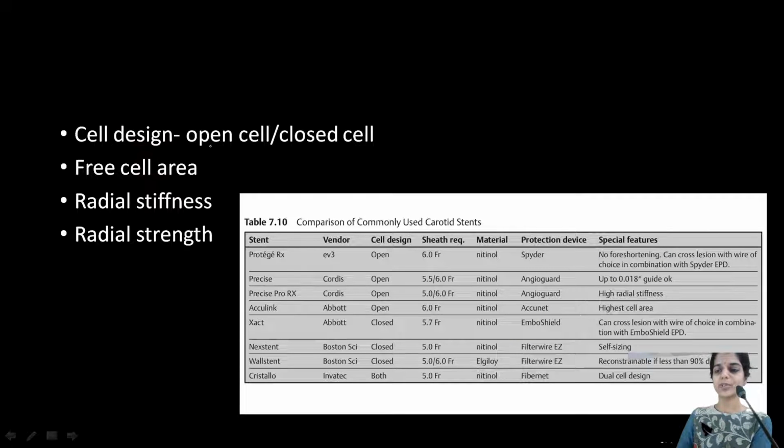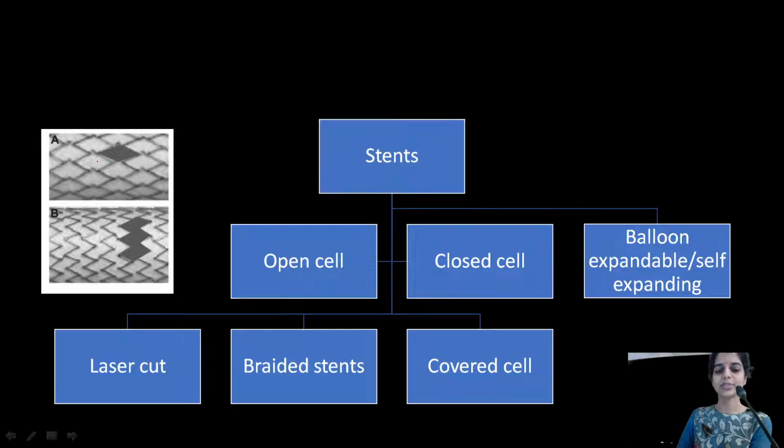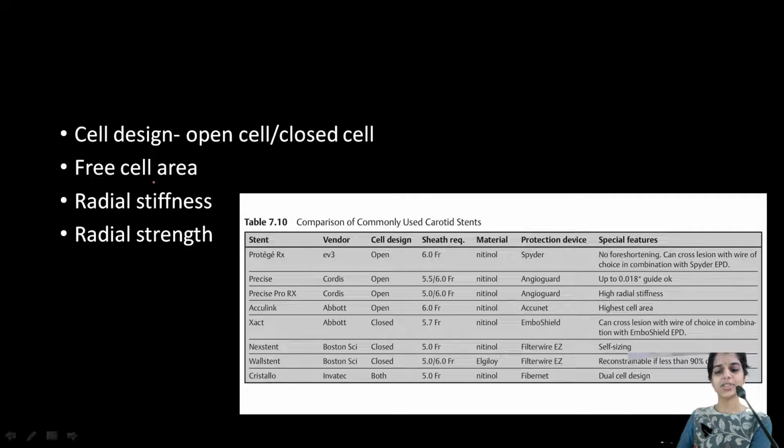So cell design is basically classified into open cell and closed cell. And free cell area is the area within each cell. Like in closed cell, each cell is individualized, so the area will be small. Whereas in open cell, the area of each cell will be very large. Free cell area will be more in open cell. And the main important things in stents are the radial stiffness and radial strength. Radial strength of closed cell stents is better. Radial strength is how much force it applies against the wall and how much it will expand the artery.